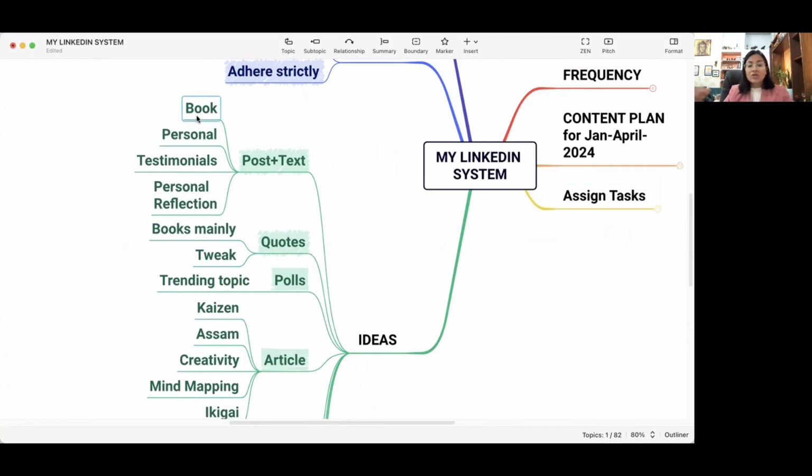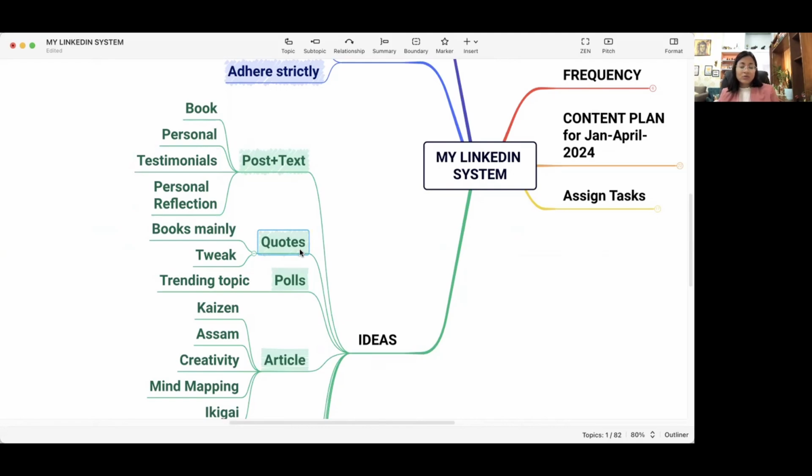And suppose I'm reading a book this week. For example, right now, this week I'm reading a book called Kaizen. So whatever interesting quotes I find there, or whatever personal reflections from the book that I feel like writing about, I'll just write the keywords here. I'll just create more sub branches and I'll write the keywords there. So it's more like I don't have to go back to the book again when I want to write the post. I'll just put the keywords there, and that would remind me, okay, this is what I want to write about.